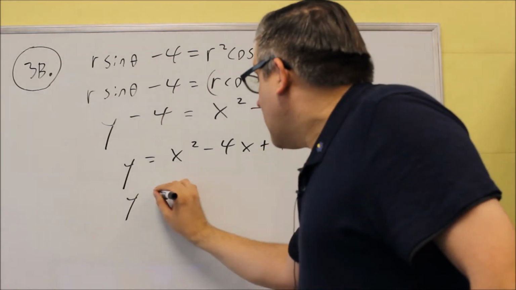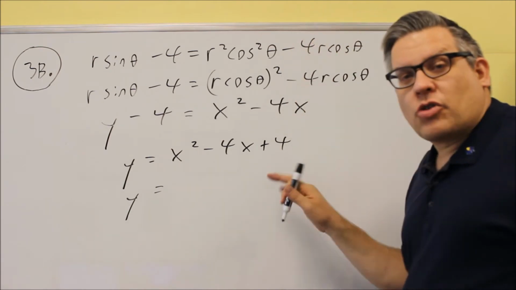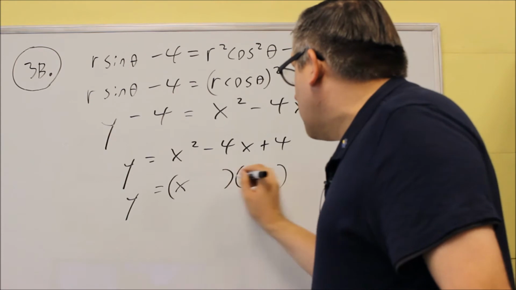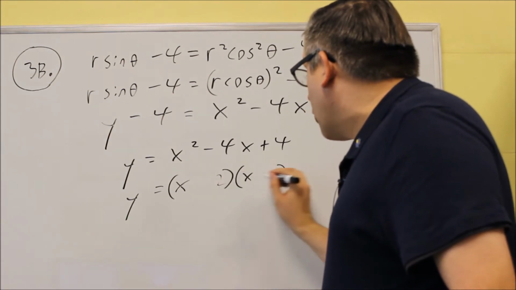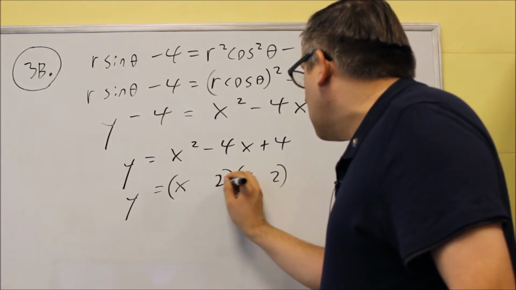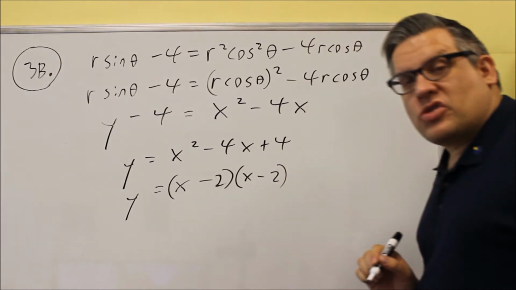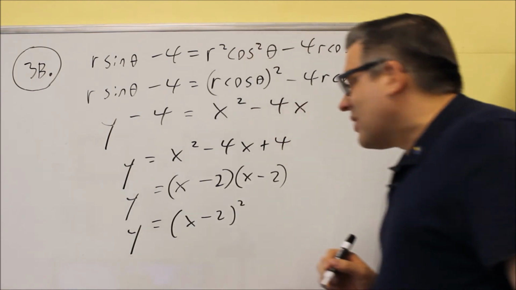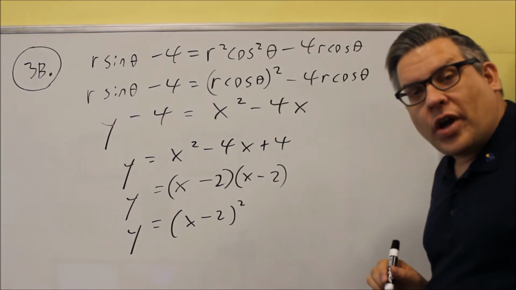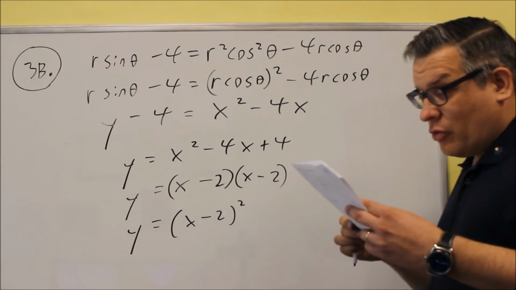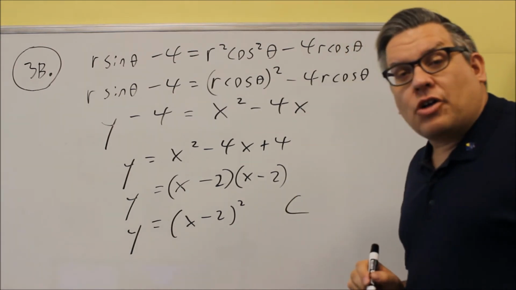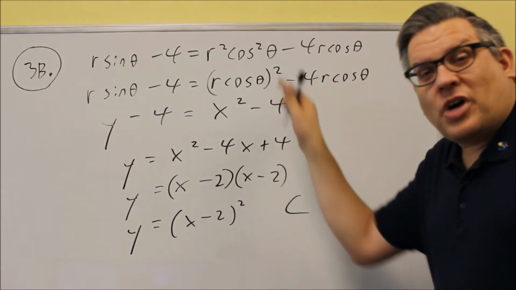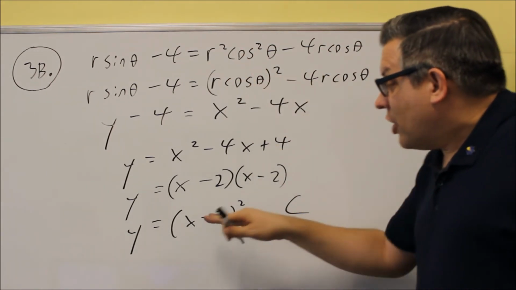And then what I can do here, since I don't see any other choices that look like this, that means that you want to factor this one. And factors of 4 that add up to 4 will be 2 and 2. And we'll make both of those negative, which means that we can turn this into x minus 2 quantity squared. And so now that we have this, we know it's going to be choice C for that one. So again, for these kind of problems, you might have to do a little working around to make sure you get it into the proper form.